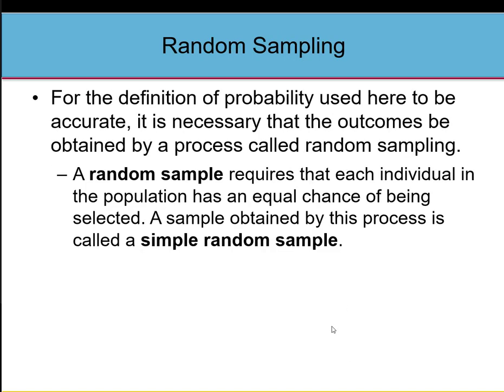So it'd be 1/6. For the definition of probability used here to be accurate, it is necessary that the outcomes be obtained by a process called random sampling. So we want to randomly sample from our population in order to have the best possible chance of it being representative of the population.